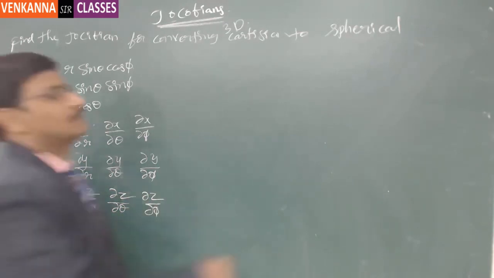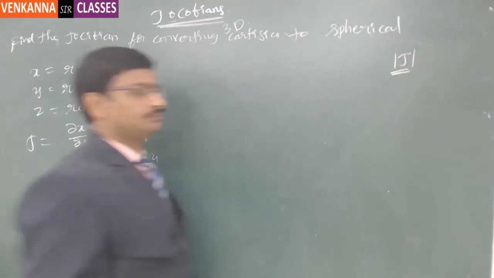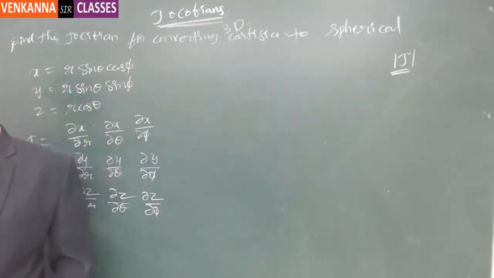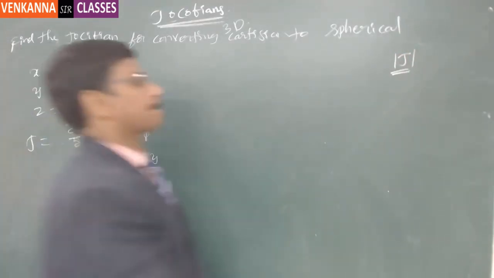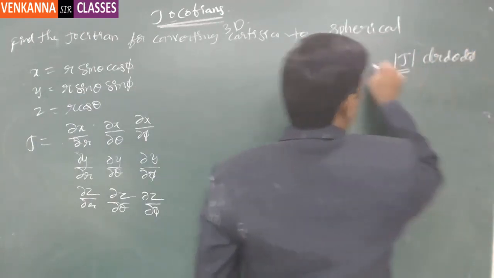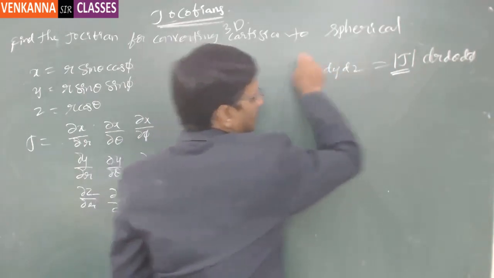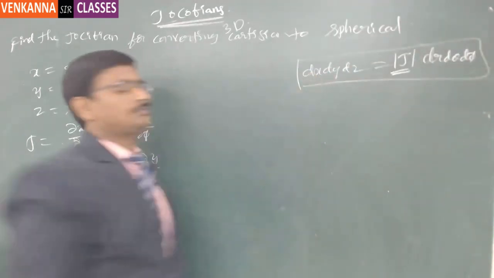And to notice, while taking the Jacobian, you always take modulus in the integral. So modulus of J into dr d theta d phi, and this is equivalent to that of dx dy dz. These two are equivalent.